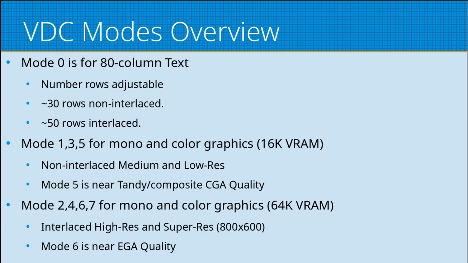All the way up to mode 7 is what I call super res, 800 by 600 pixels. Also, mode 5 and mode 6 are the ones with the largest number of color cells of these respective categories. So mode 5 you can think of as being near to the CGA, composite CGA 16 color or Tandy graphics quality. And then mode 6 you can think of as being near to IBM EGA quality.